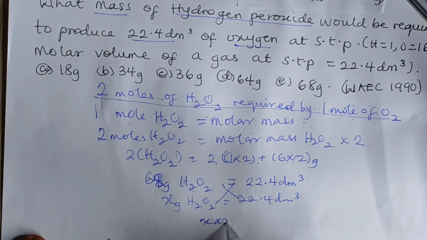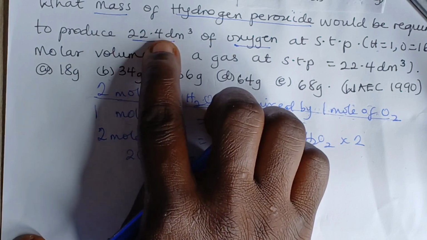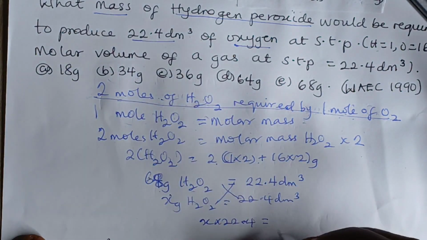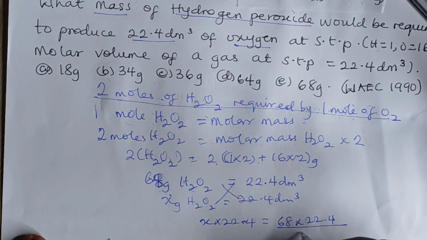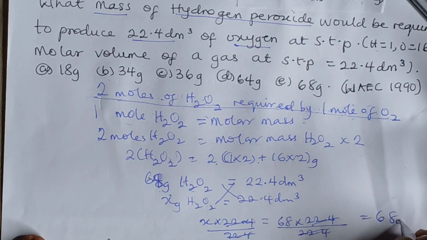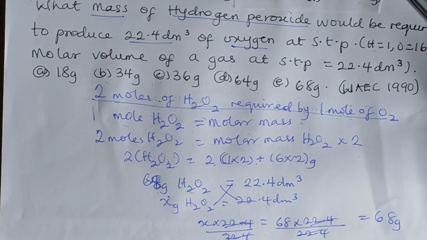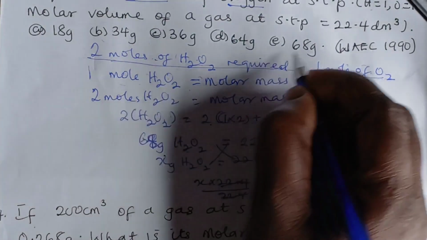So x times 22.4, that's provided you are given a different value next time. Just follow this method. 68 times 22.4, dividing both sides by 22.4 of x. Our answer still gives us what? 68 grams. So this is the best answer.